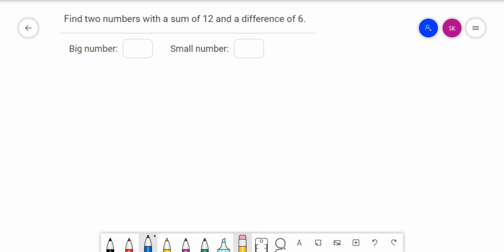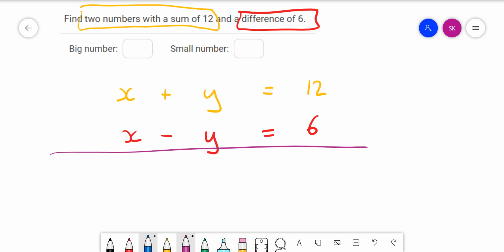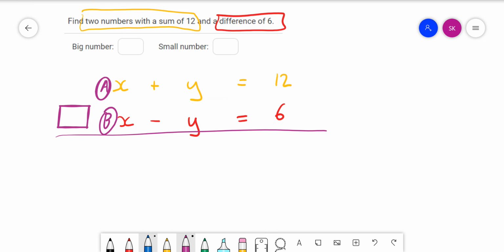So, first of all, the two numbers with a sum of 12, they're going to be x plus y equals 12. The two numbers with a difference of 6 is going to be x minus y equals 6. Oh look, what have I got here? Two equations, two unknowns, simultaneous equations. So from here, I'm going to let you finish it and solve to find x and y. Pause the video so you've got time to do that, and press play when you're ready for me to go through it.